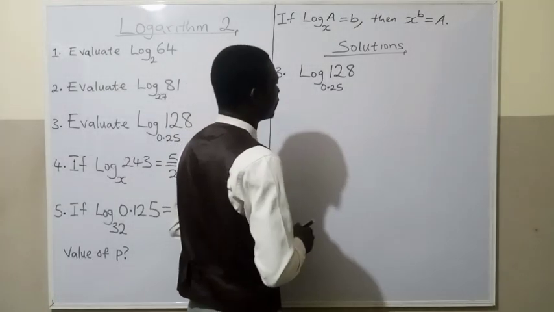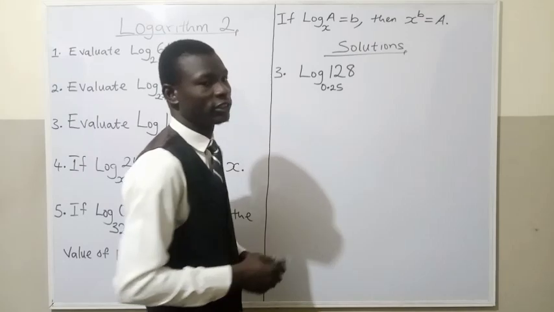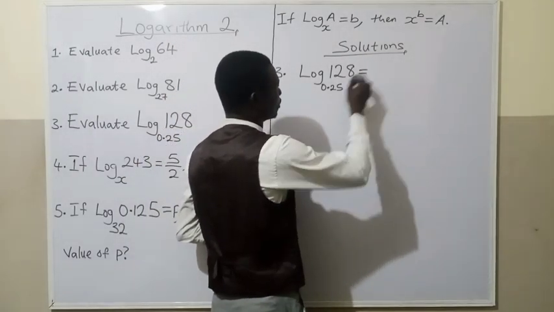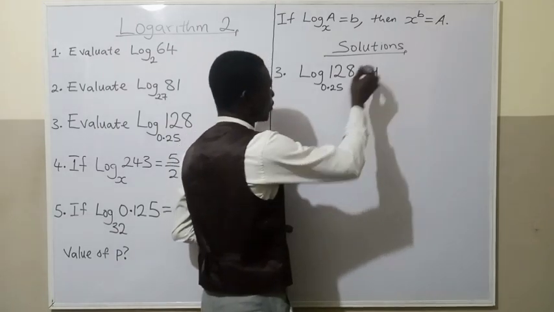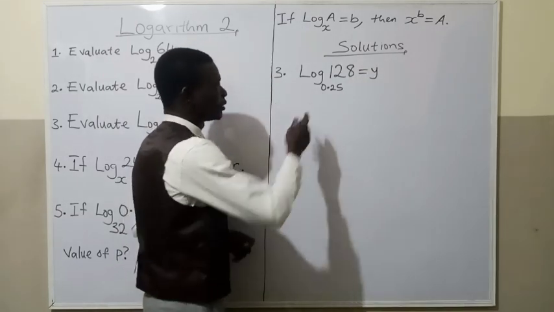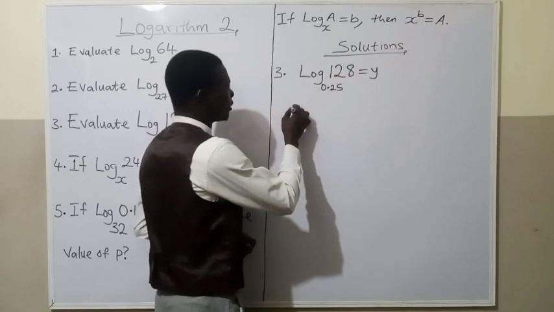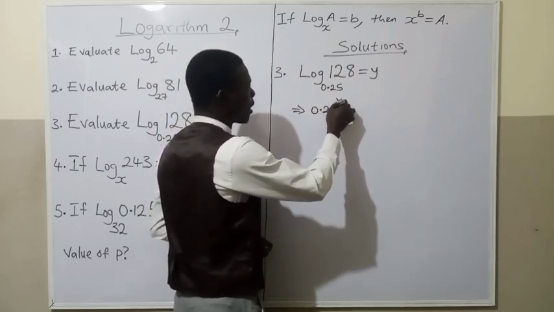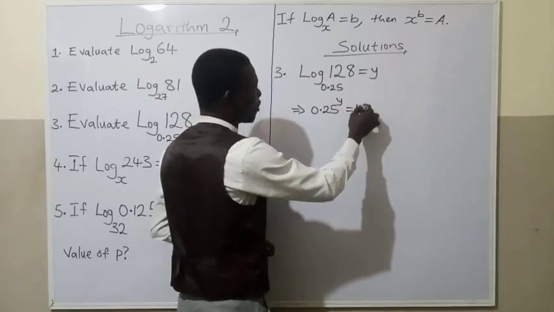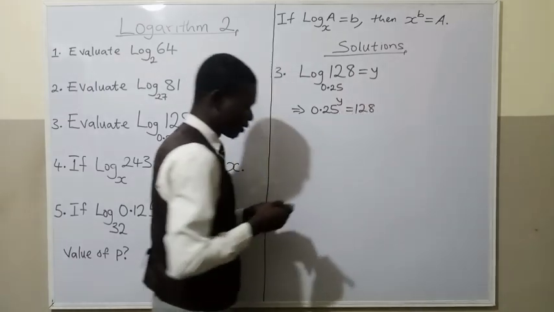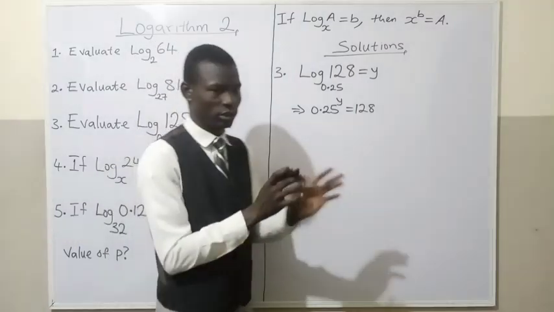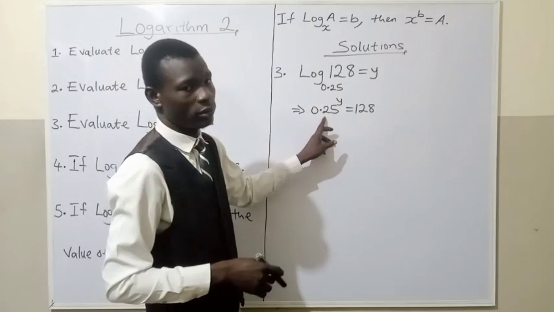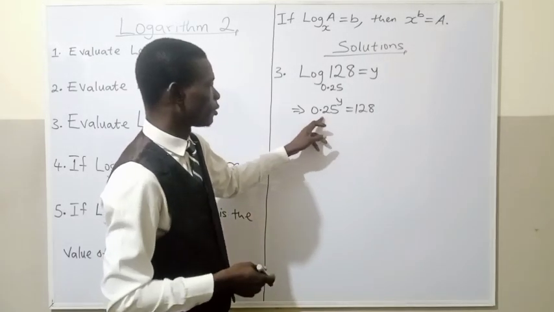So here we go. We want to evaluate log 128 to base 0.25. And to evaluate this, we are going to let log 128 to base 0.25 be any variable, like we've been having it. Now, if it is equal to y, it means that 0.25 to power y must be equal to 128. Alright, so this is a bit different from the first two that we did, but they are actually exactly the same thing. So what do we do to bring them to look alike?